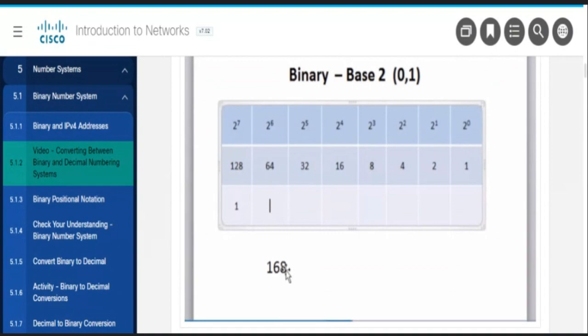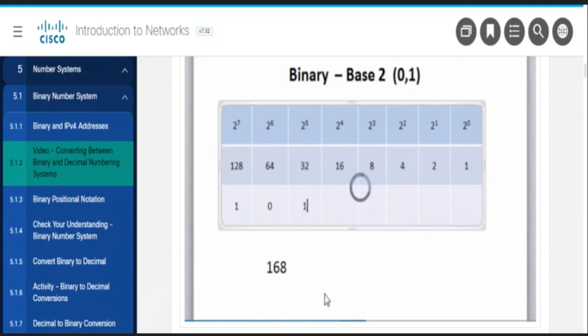Now, do I need a 64? I already have a 128. If I add 64, I would get 192 because 128 plus 64 is 192. So the answer is no, so I put a 0. I still have 128 now. Now, do I need a 32? 128 plus 32 is 160. So yes, I could use a 1 here.